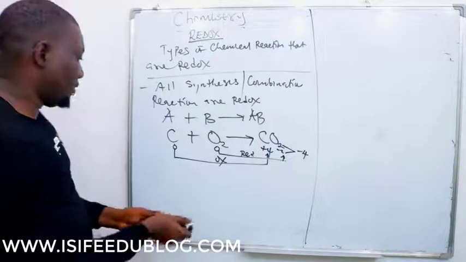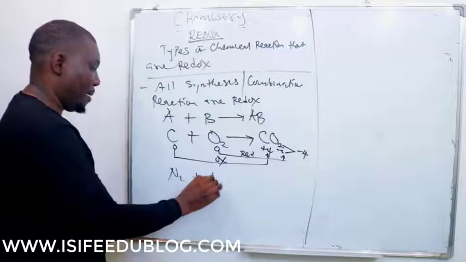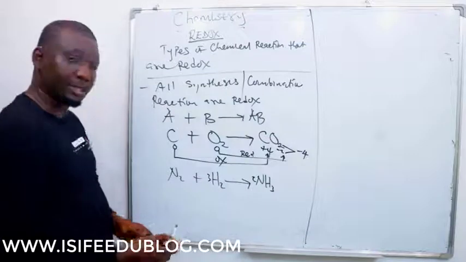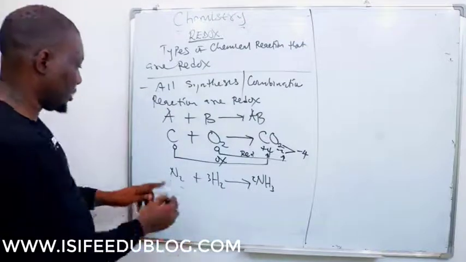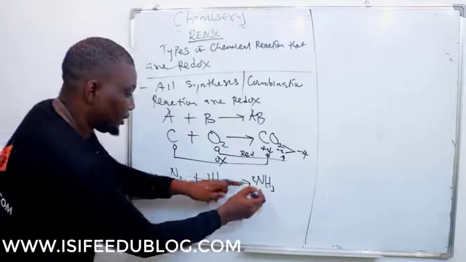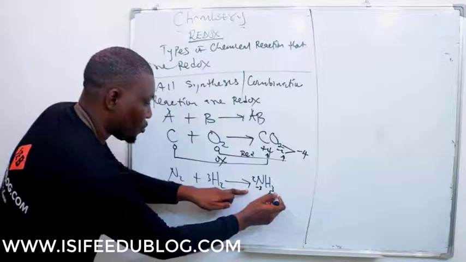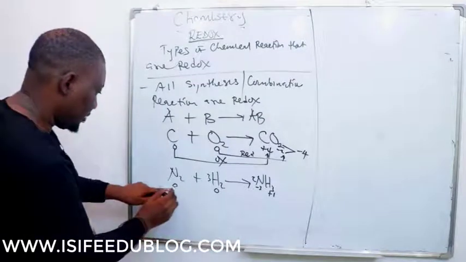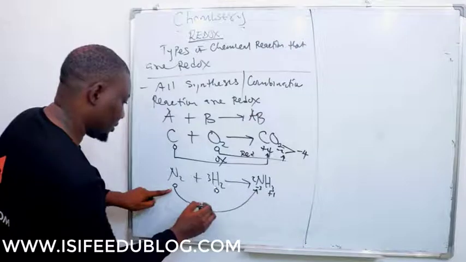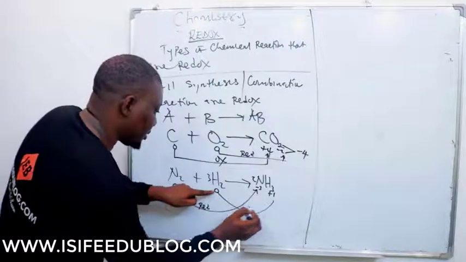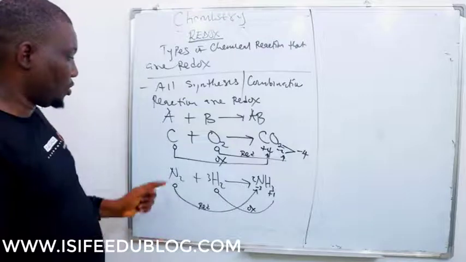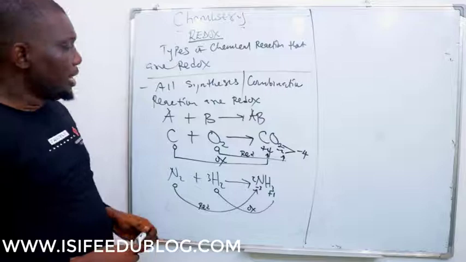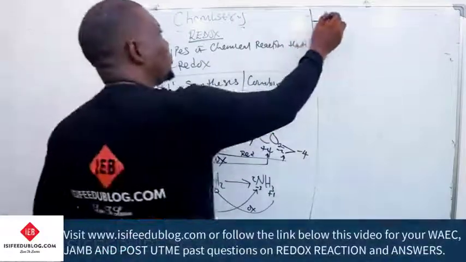So all reactions of this sort are all what? Redox reactions. Suppose I want to synthesize ammonia by the Haber process: N2 plus 3H2 gives 2NH3. This is a redox reaction. How is it redox? Because we have 0 here, 0 here also, and here we have -3 and +1. Which one has reduced here? This one has reduced. This is reduction here. And this one has what? Oxidized here. So this is a synthesis or combination reaction, all of which are redox reactions.